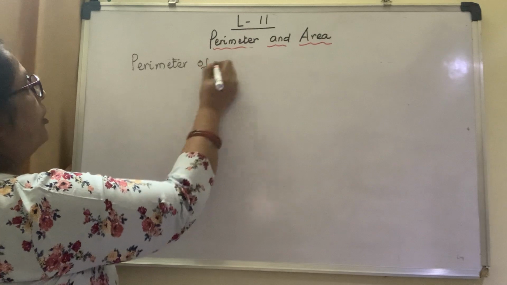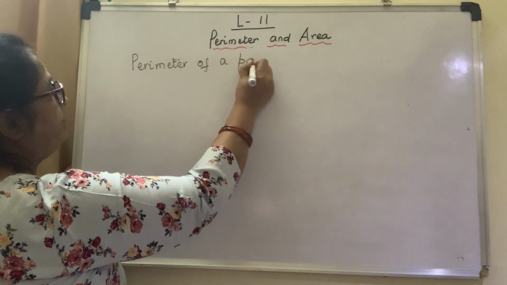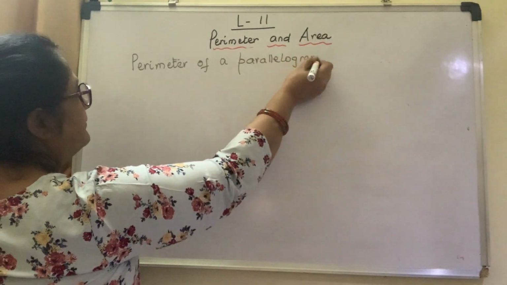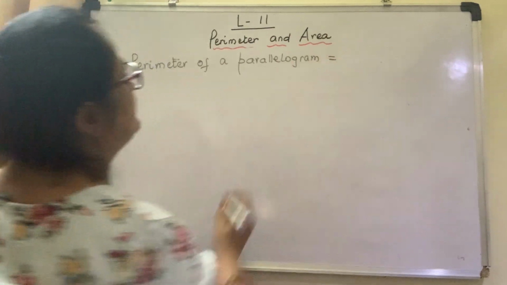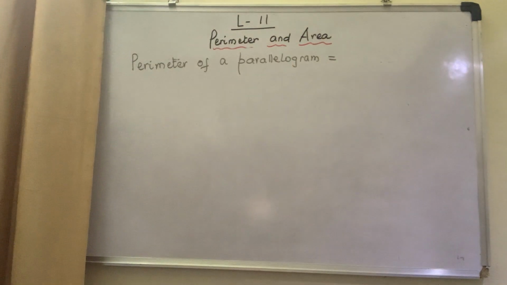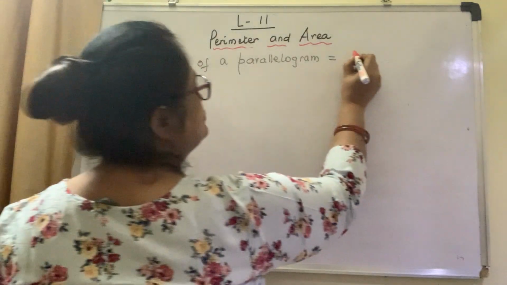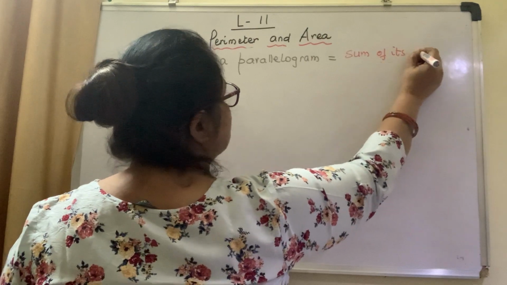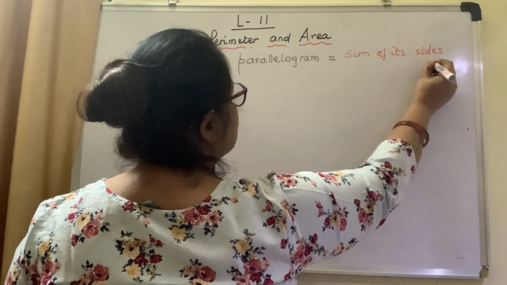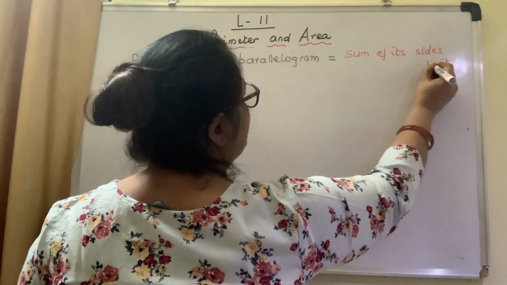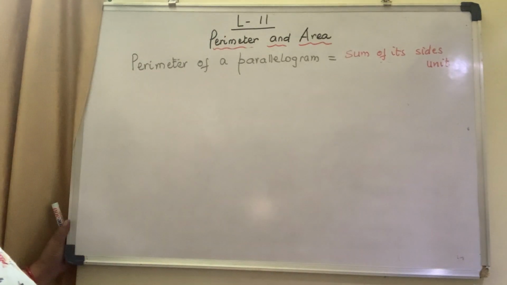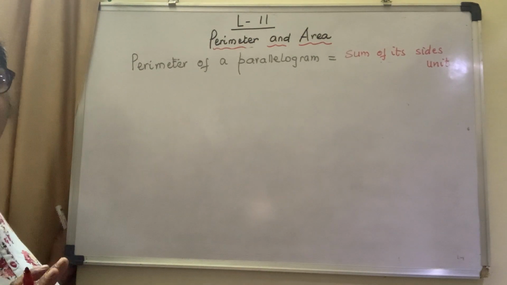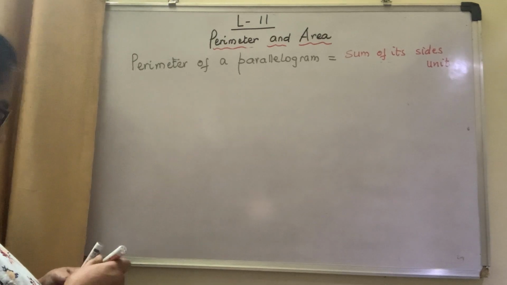Perimeter of a parallelogram is equal to the sum of its sides. Since it is just addition, it will be unit. Whatever unit is given, you must write the unit. Without writing the unit, your answer will be incomplete.